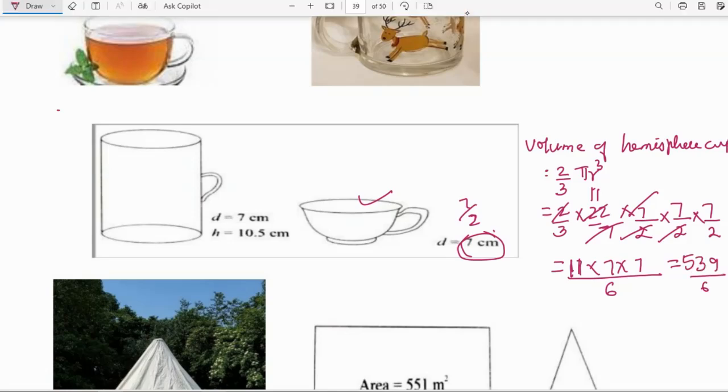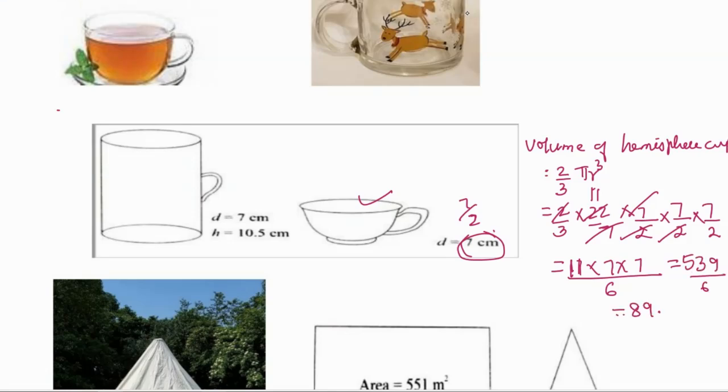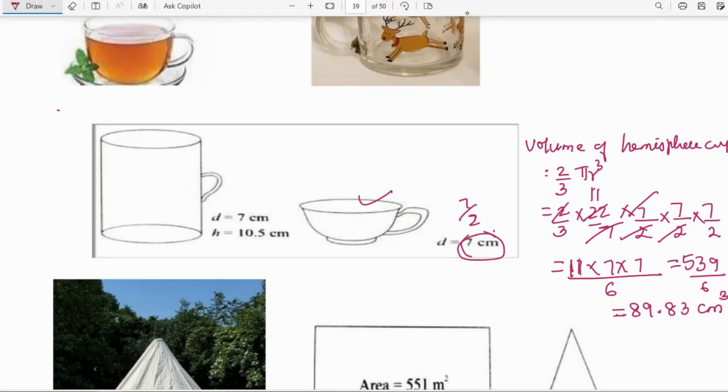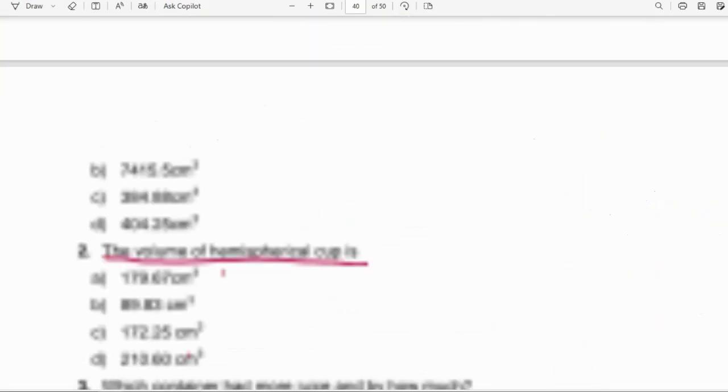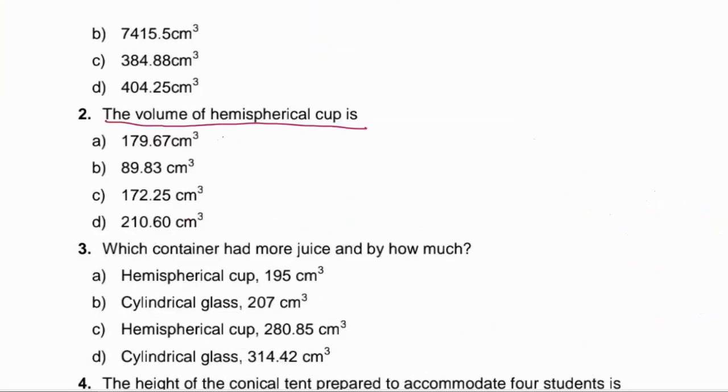So when you divide, you get 89.83 centimeter cube. So this is the answer. That is 89.83. So that will be your option number B.